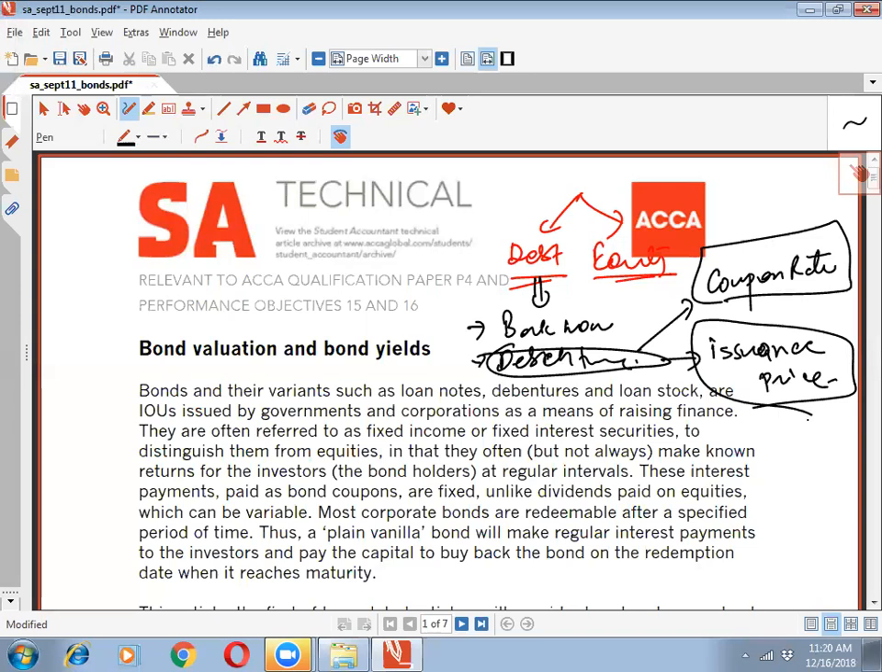Should we issue the bond with a 10% coupon rate? Should we issue the bond with a 12% coupon rate? Should we issue the bond at par value, at premium, or at discount? So basically, when you issue a bond, these are the two major factors you need to consider: what should be the coupon rate and what should be the issuance price.